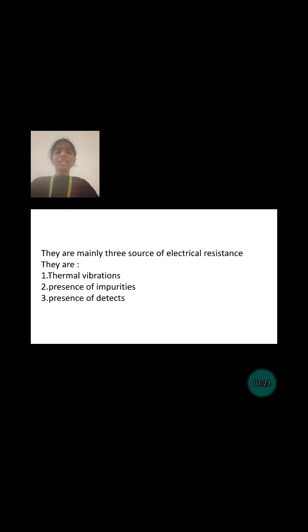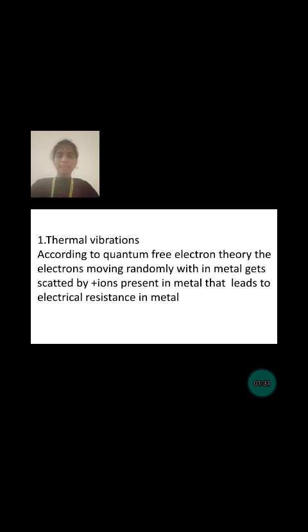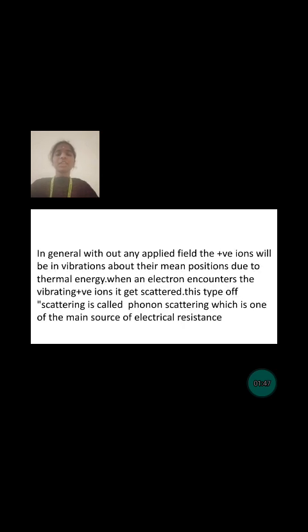There are mainly three sources of electrical resistance: thermal vibrations, presence of impurities, and presence of defects. Thermal vibrations: according to the quantum free electron theory, the electrons moving randomly within the metal get scattered by the positive ions present in the metal. That leads to electrical resistance in the metal.